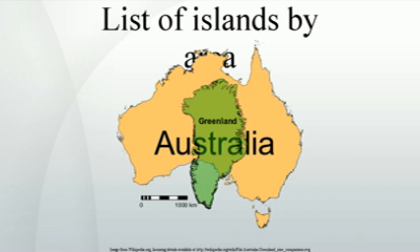List of islands by area. This list of islands by area includes all islands in the world greater than 2,500 km² and several other islands over 500 km², sorted in descending order by area. For comparison, continents are also shown.